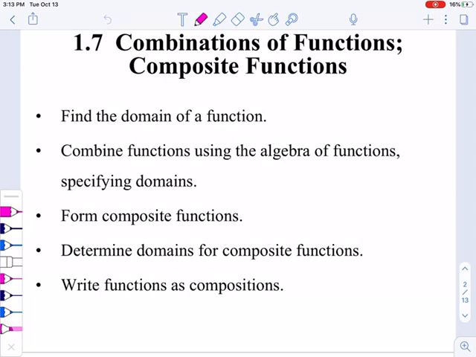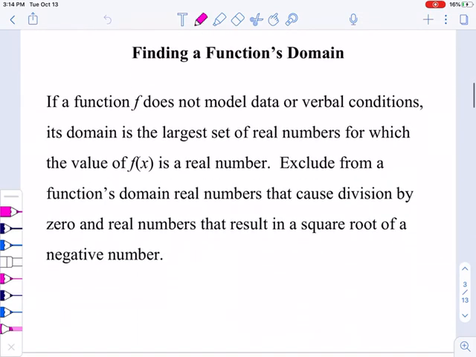We're going to combine functions using the algebra of functions, specify the domains. And then in the next video, we'll look at forming composite functions, determine domains for composite functions, and write functions as compositions.